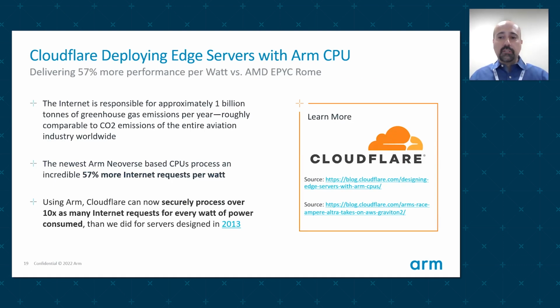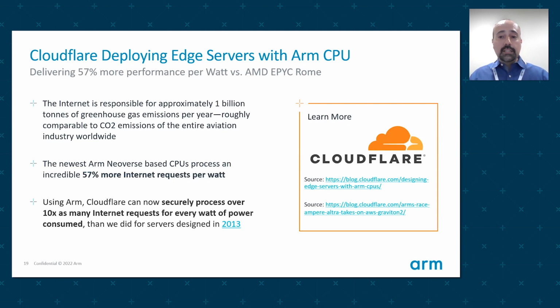Here's another example of ARM's leading power efficiency, this time from web infrastructure and security company Cloudflare. Cloudflare was an early adopter of ARM-based compute and has worked for the past 2 years on looking at their software stack and getting it optimized for ARM. The more recent announcements that they made around their adoption of the Ampere Ultra CPU as one of their top platforms for their next generation of infrastructure is actually the same Ampere Ultra CPU that's used by Oracle, Microsoft Azure, and Google.